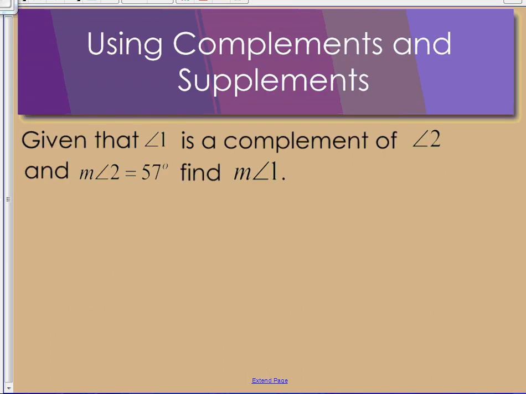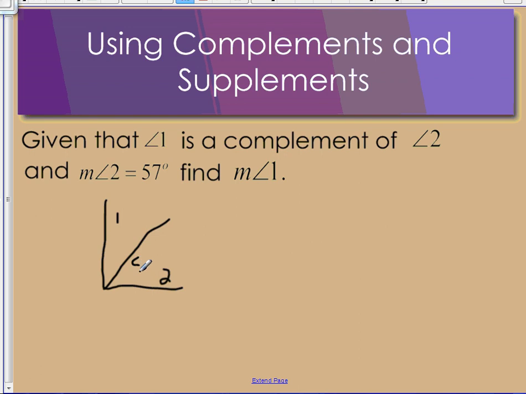All right, so we're going to use these vocab words to solve some different problems. Given that angle 1 is a complement of angle 2, and we know that by saying complement, we mean 90 degrees, and the measure of angle 2 is 57, they want us to find the measurement of angle 1. So I'm just going to draw a picture. We have a 90-degree angle, kind of a sad-looking 90-degree angle, but a 90-degree angle. And we have two different angles here. We have angle 1, and we have angle 2.